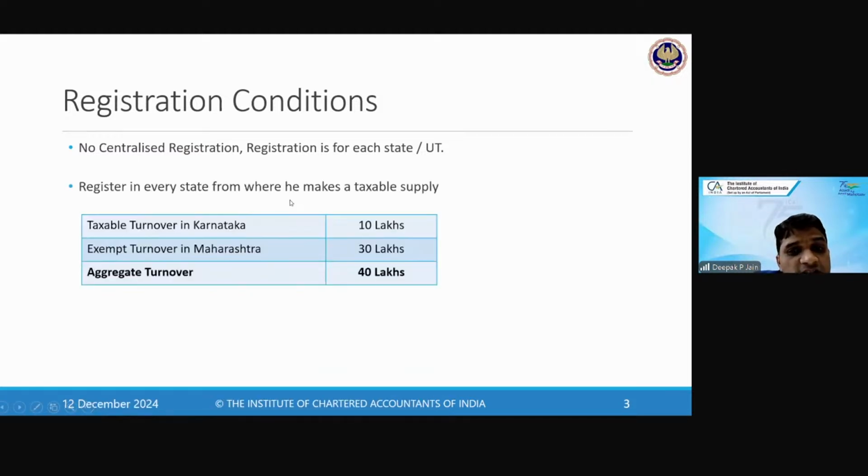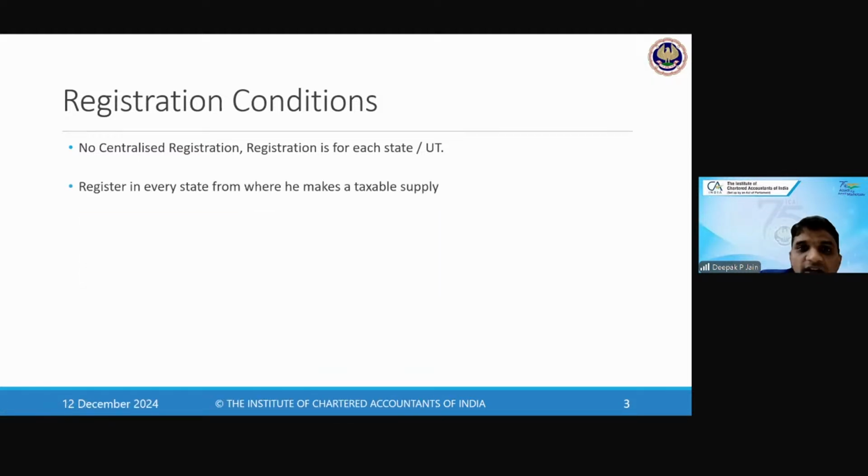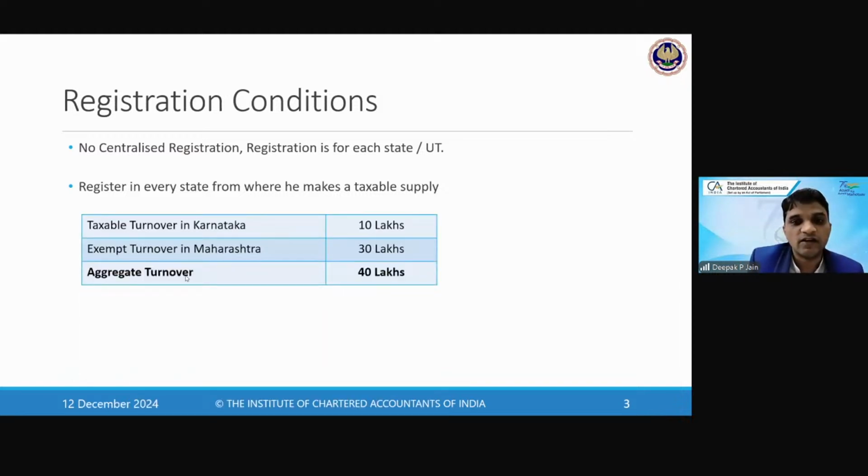Then register in every state from where you make a taxable supply. When you say you cannot take centralized registration, you have to take registration in each of the states where you are making a taxable supply. Say your taxable turnover in Karnataka is 10 lakhs and exempt turnover in Maharashtra is 30 lakhs, and aggregate turnover is 40 lakhs. So in this case, which state will you take registration?